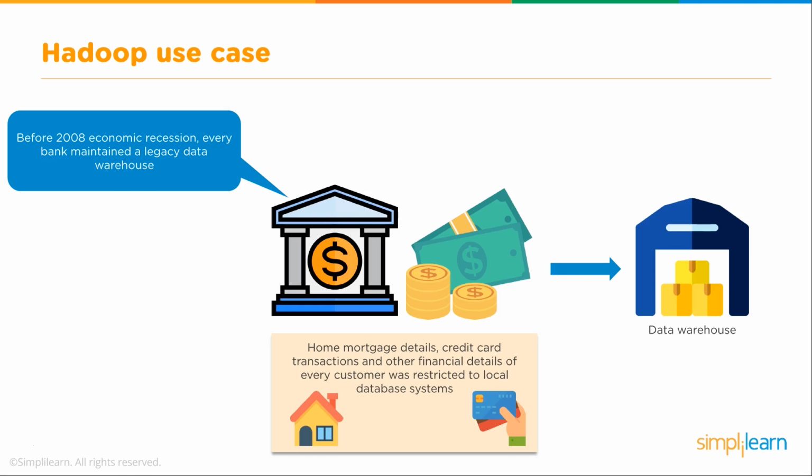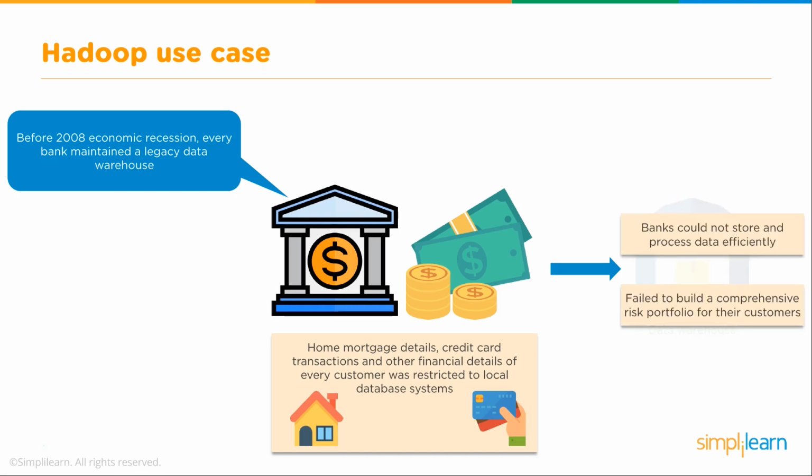And so they go and pull the cassette tape, or if they have it on hard drive, they do a query, their programmer pulls that query, then they have to send it all the way back, and it's a major process. And of course, because of security, you have to sign off on everything, especially if credit cards are involved, and you have to make sure it's secure. So in some cases, they hand deliver that data. It was a serious issue. So banks could not store and process data efficiently. They failed to build a comprehensive risk portfolio for their customers.